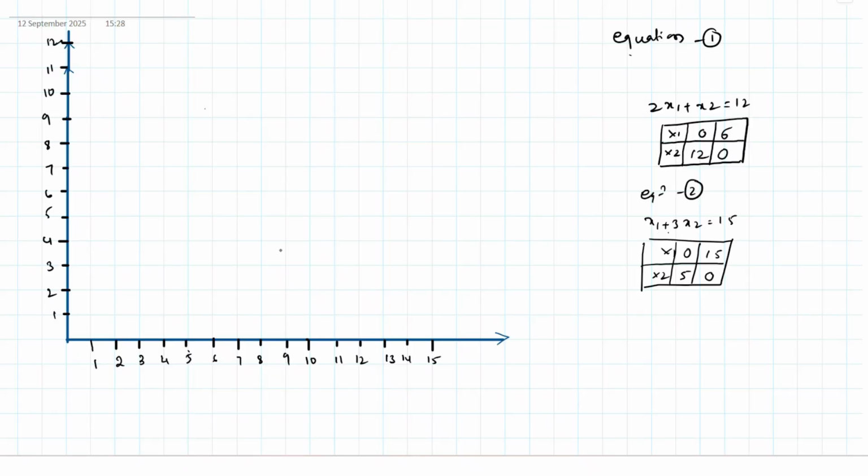So we have a graph. Along the x-axis we are representing x1, and along the y-axis we are representing x2. Coming to the first equation, when x1 was 0, the x2 value is 12, and when x2 is 0, the x1 value was 6. So we'll join both. Now we are going to join these two points.